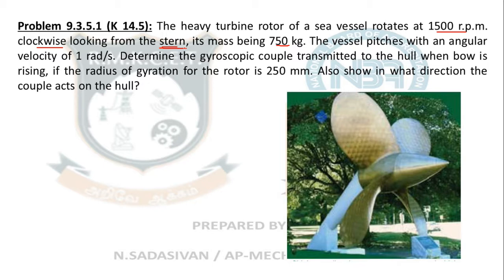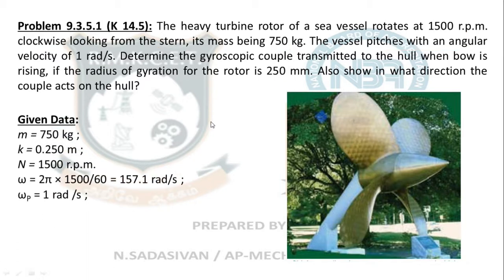The mass is 750 kg. The pitching velocity omega p or omega 1 is 1 radian per second. Determine the gyroscopic couple transmitted and what will happen, the effect of the reactive couple. The radius of gyration of the rotor is 250 millimeter. So these data are listed below.